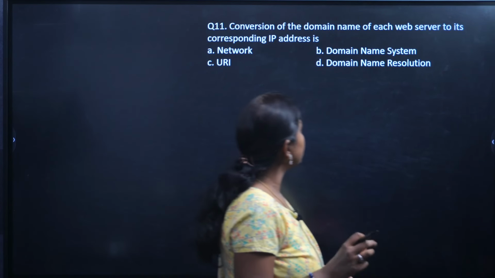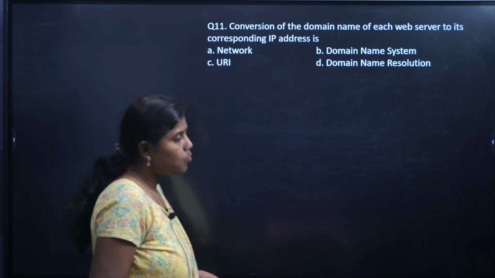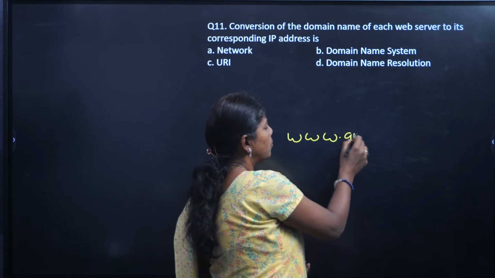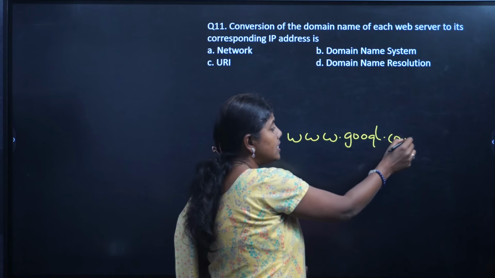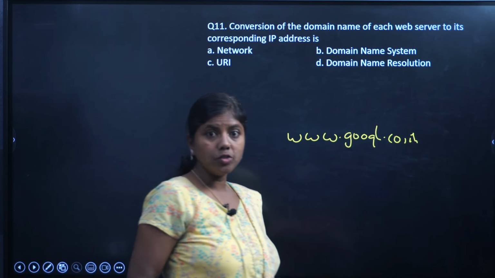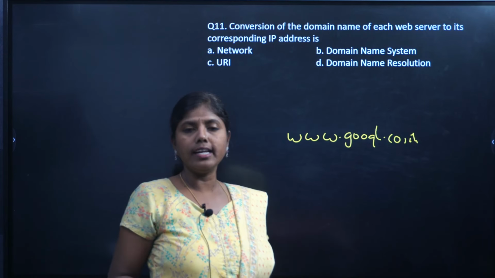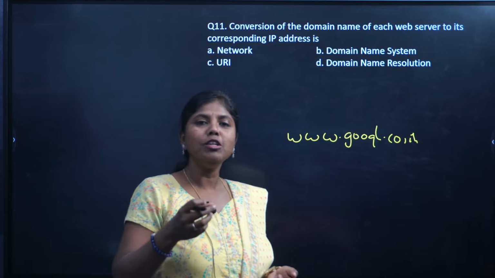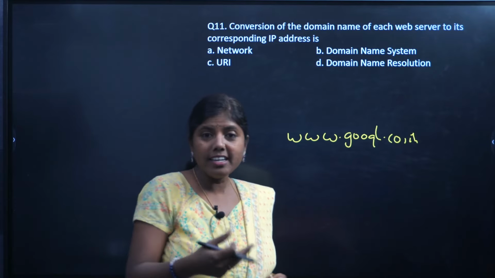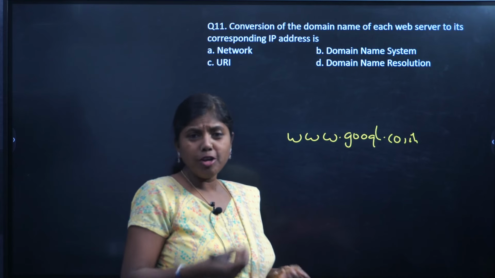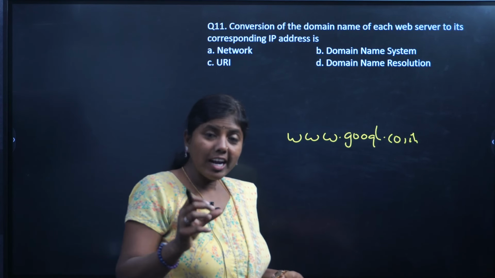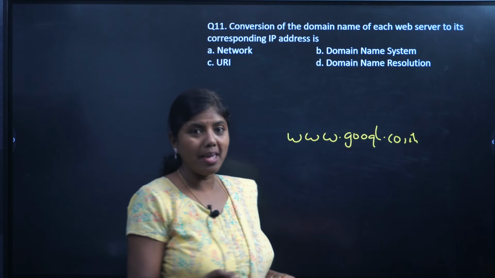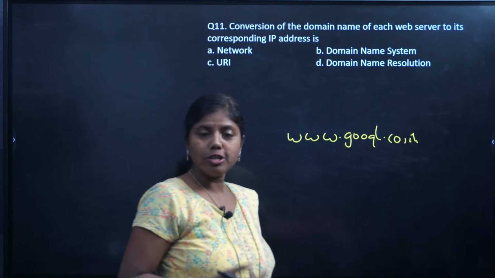Conversion of the domain name of each web server to its corresponding IP address is what? For example, there is a website called www.google.co.in. Everyone knows this website, but if we ask for the IP address, nobody knows. It's very difficult for a normal user to remember an IP address, which is in terms of numbers. You need to remember so many numbers. Instead, it is easy to remember words, and they should be unique. That is called the domain name. Google.co.in is the domain name.